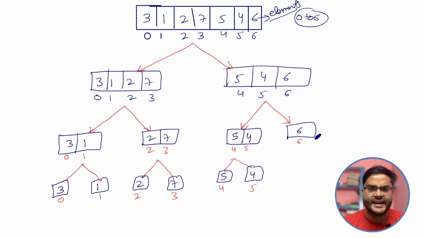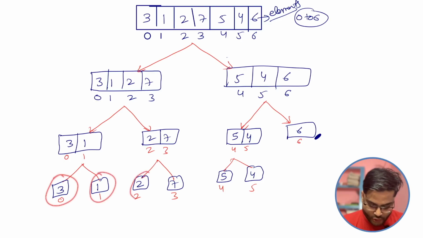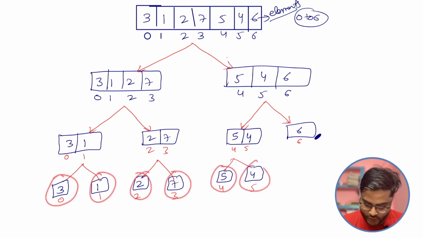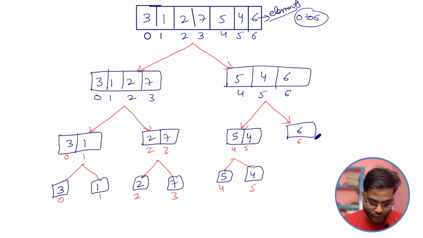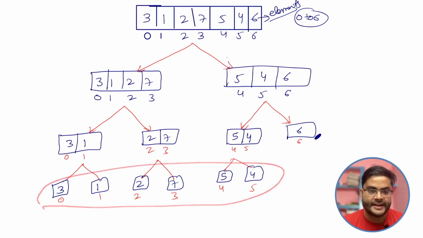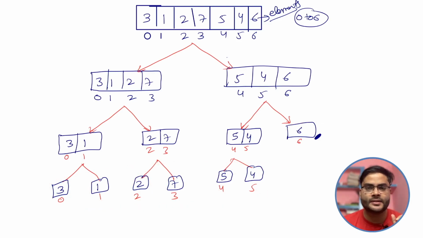So after dividing, it looks something like this. Okay, 3, 1, 2, 7, 5, 4, and 6. So we don't need to divide it further, right? We already reached one element. We started with 7 elements. Now we reached 1 element. Okay. So after dividing, what will I do?